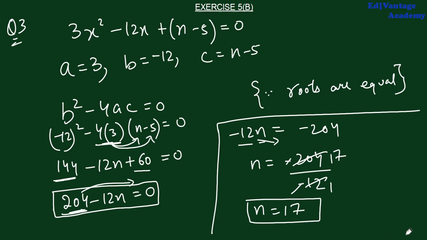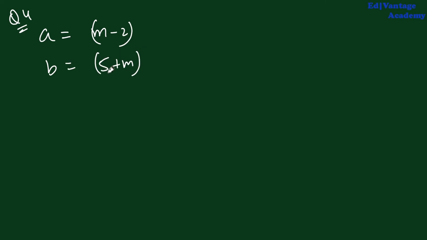So that's your question number 3. Question number 4 is also the same. I'll just write it for you. In question number 4, a is m minus 2, b is 5 plus m, and c is 16. Since for this equation also the roots are equal, you can again use the same b square minus 4ac is equal to 0, and substitute the values.